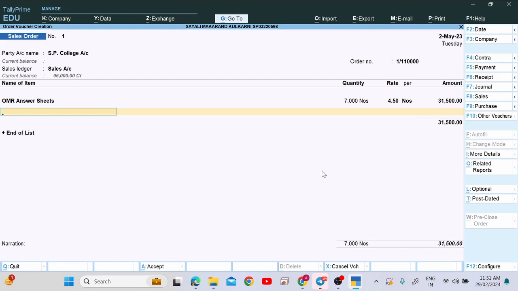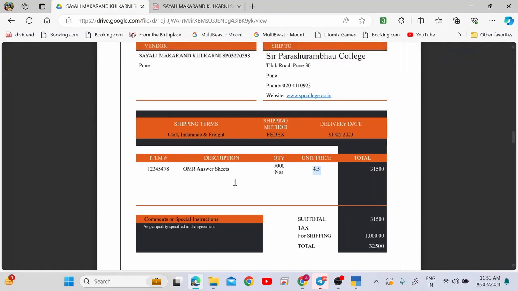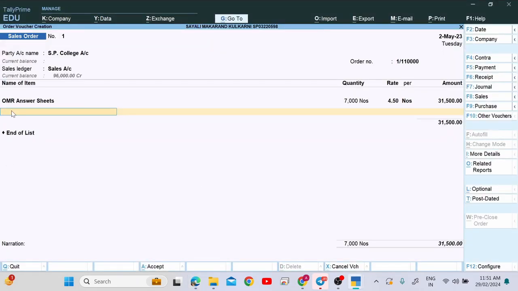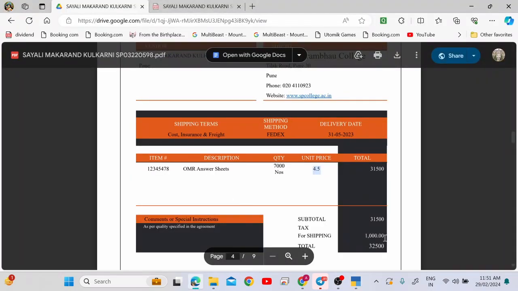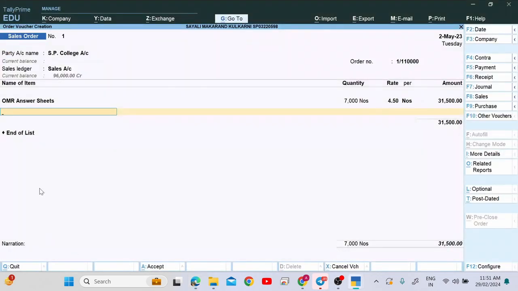And then some more item. Tally is asking, do you have some more item? If not, then enter button and then come below that item total. If you have any more item, then you can write that item here itself. But we don't have item, but we have shipping charges, and shipping is not the item. Shipping is ledger. Shipping is the expenses. Therefore you cannot write that expenses ledger in the name of item. Then where to write?